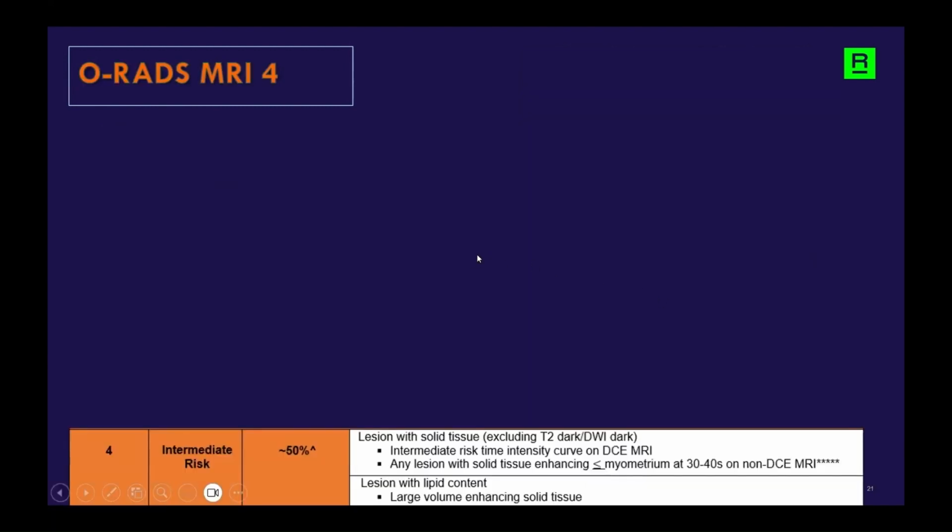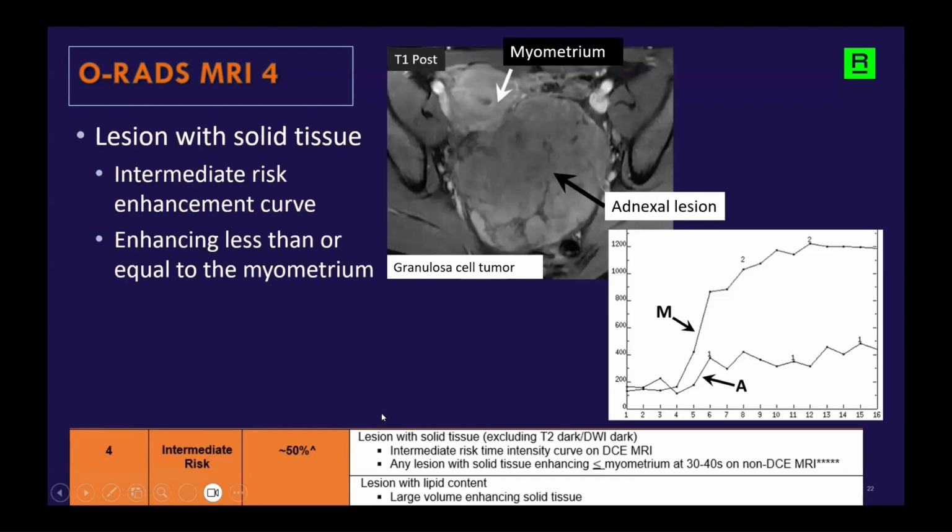All right, O-RADS MRI 4 lesions are considered intermediate risk with a positive predictive value of malignancy of approximately 50%. This includes lesions with enhancing solid tissue, again, excluding T2 dark, DWI dark lesions, that demonstrate either an intermediate risk time intensity curve or enhancement less than or equal to the myometrium at 30 to 40 seconds on non-DCE images. You can see on this lower image on the right an example of an intermediate risk curve. This shows an initial slope of the lesion less than the myometrium with the subsequent plateau.